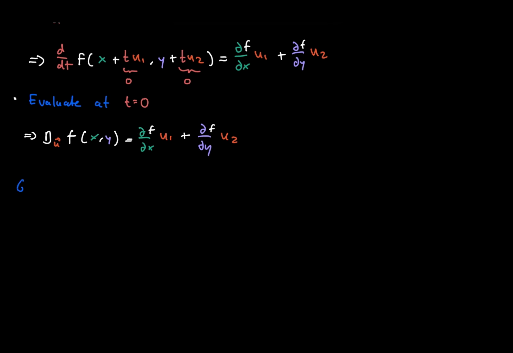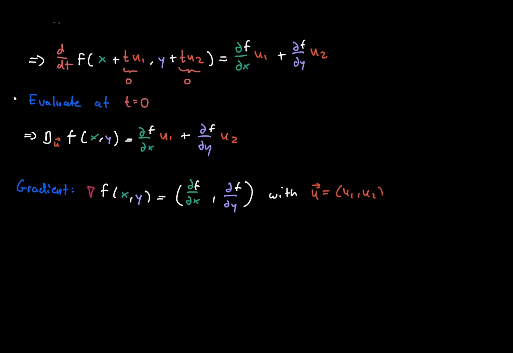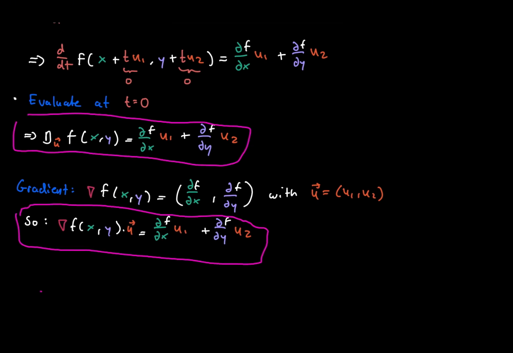Now comes the key observation. The gradient is the vector made of the partial derivatives, partial f with respect to x and partial f with respect to y. And u is the vector with components u1 and u2. So what we have is exactly the dot product between these two vectors. Therefore, the directional derivative equals the gradient dotted with u. And that is exactly what we wanted to prove.